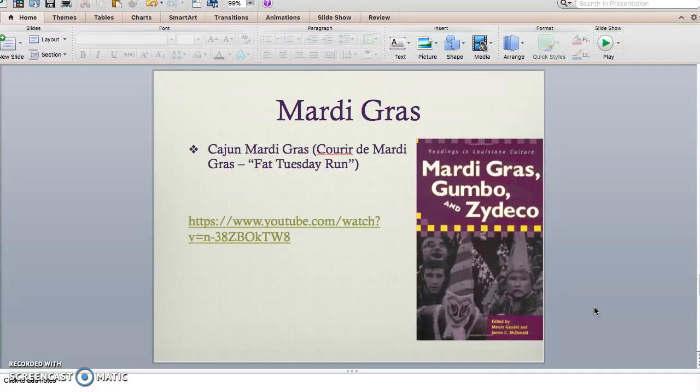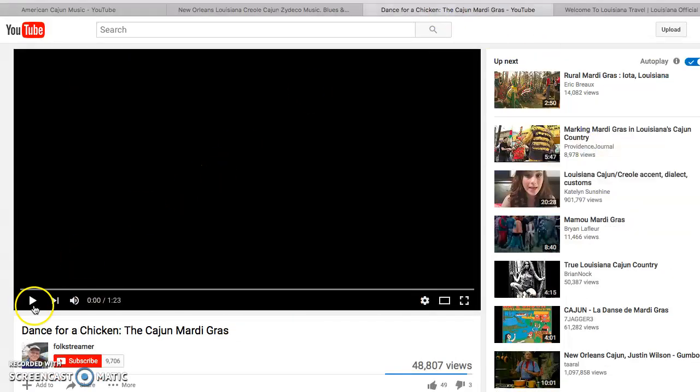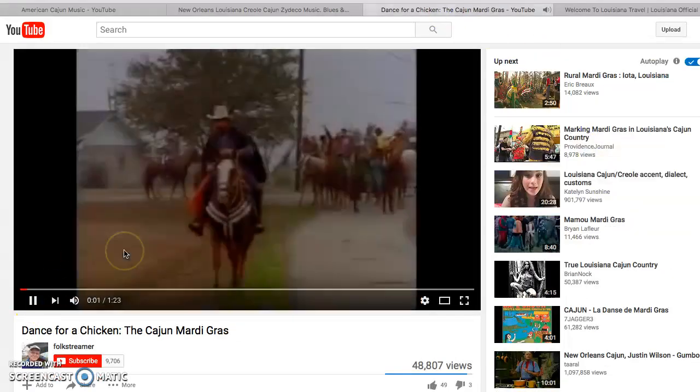Mardi Gras is celebrated, like I said, in different ways in different places. So I'm sure a lot of you know how Baton Rouge celebrates Mardi Gras or how New Orleans celebrates Mardi Gras. Well, you also have the Fat Tuesday run, the Courir de Mardi Gras in Cajun country, so in Acadiana. This is an example of Cajun country Mardi Gras.